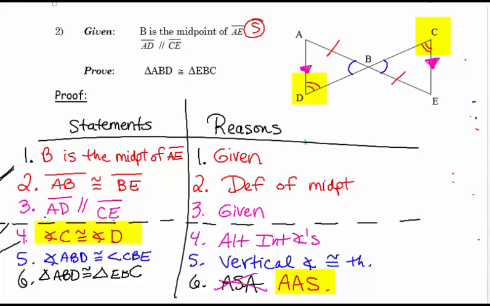So there were 3 different ways that this proof could be done, and not everybody has to do it the same way. Different people's brains are going to do different things, and that's what's cool about the proofs. So that's it for lesson 4.5.